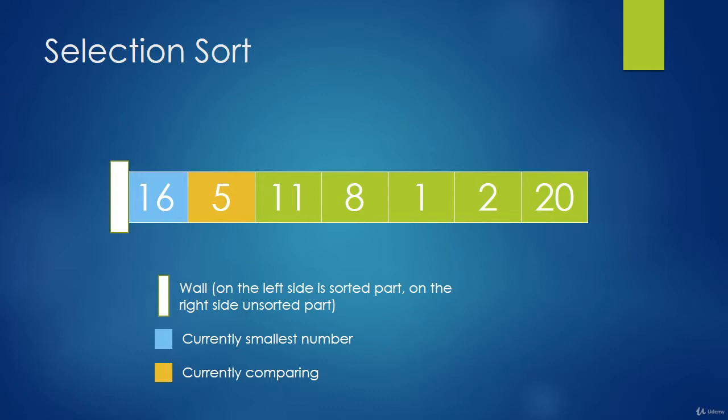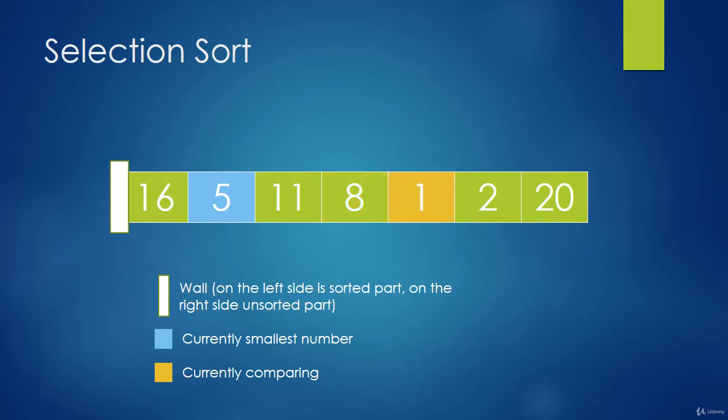number. So we take 16 and compare it to 5. 5 is smaller, so we are going to mark that as smallest, and now we will compare 5 with numbers behind. We see that 5 is smaller than 11. That means we move on to next number. Now we compare 5 and 8, and once again move to next number.